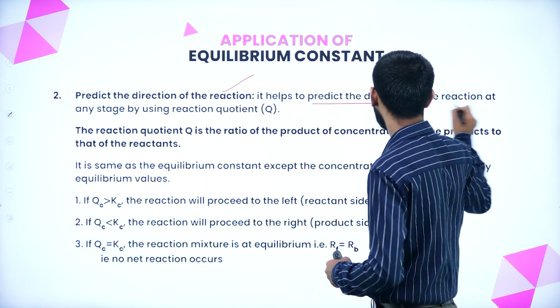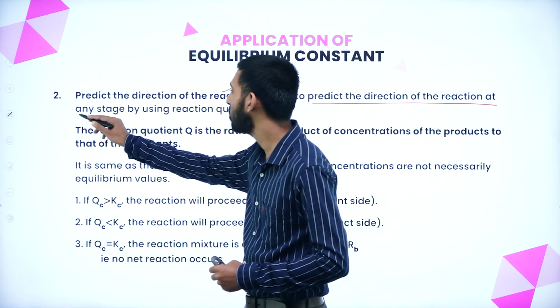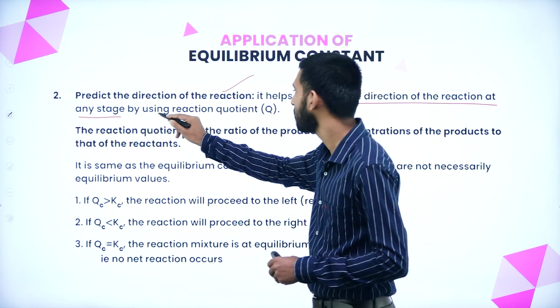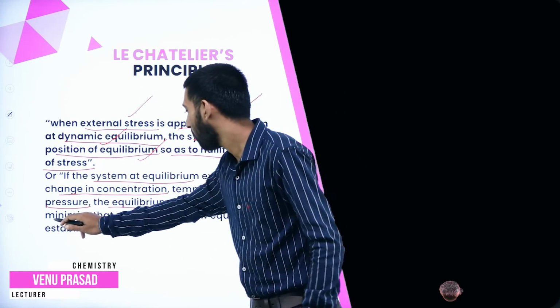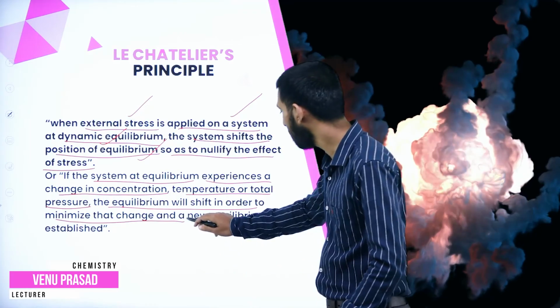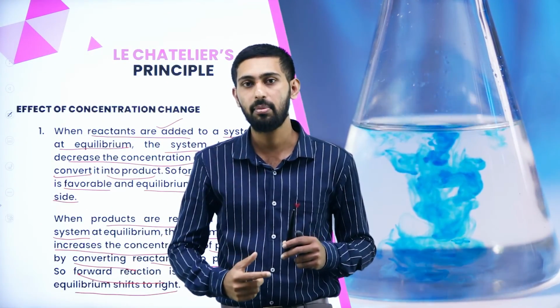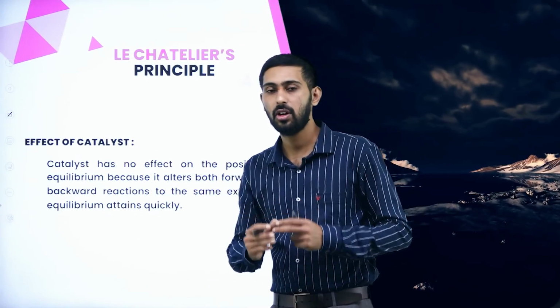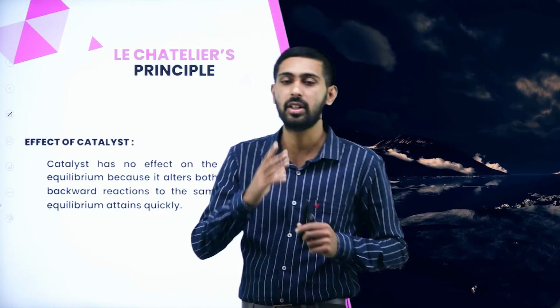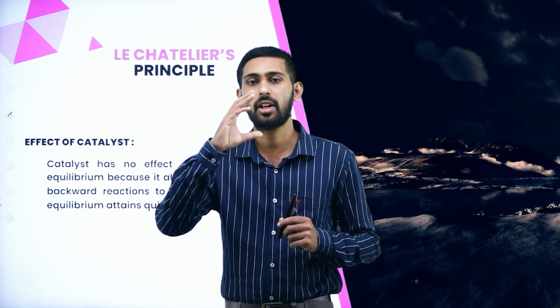It helps to predict the direction of the reaction at any stage by using the reaction quotient. The equilibrium shifts in order to minimize the change and a new equilibrium is established. When you remove the products, what will happen? Then the reactants' concentration also increases. First of all, catalysts. What is the role of a catalyst in a chemical reaction? It increases the rate of the reaction.